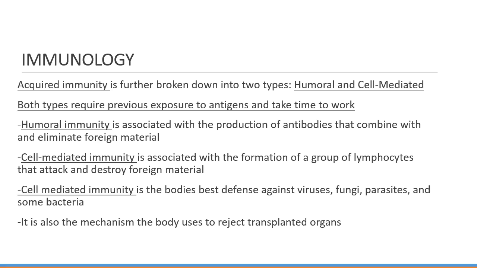Mast cells act like basophils, but the basophils circulate. Mast cells don't. They're found inside tissue, and they come from different origins. The complement cascade is a series of proteins that interact with each other in a fairly structured manner to destroy pathogens. Now, cell-mediated immunity is associated with the formation of a group of lymphocytes that attack and destroy foreign material.